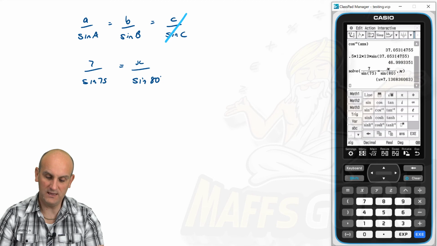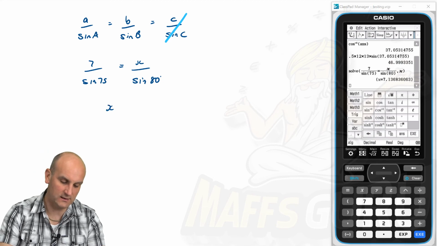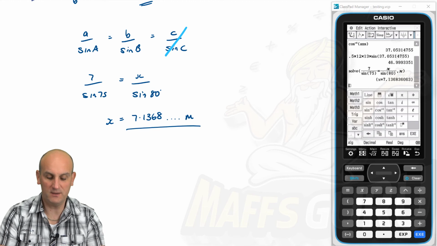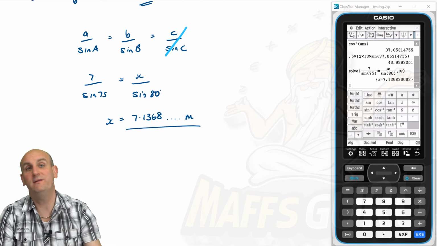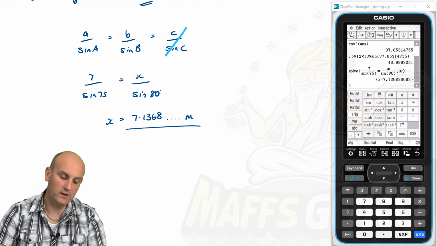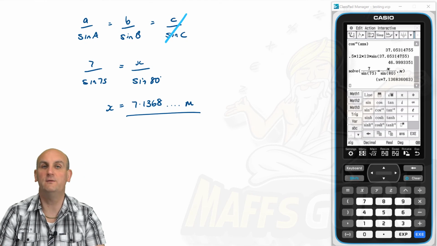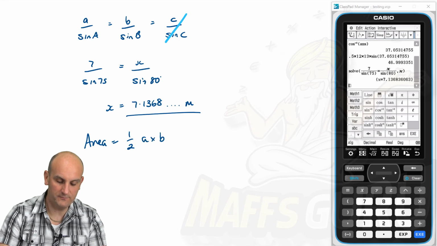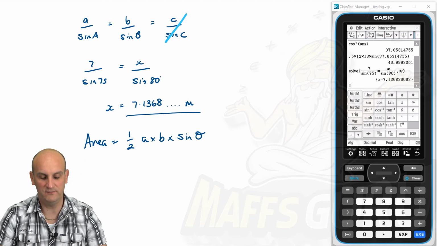And it gives me the fascinating value that x comes equal to 7.1368, and I think this was in meters. And so is that my final answer? Nope. Am I going to round it? No. So what I now need to do is use that information to help me find my area. And if you remember, my area is equal to 1/2 a times b times the sine of my angle. Let's write it as theta for a bit of a chuckle.